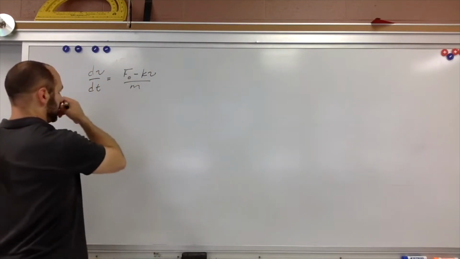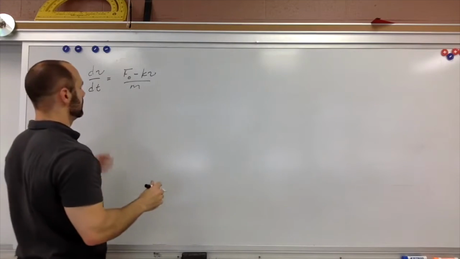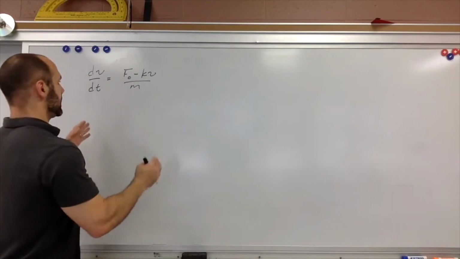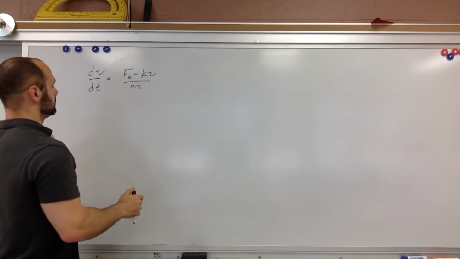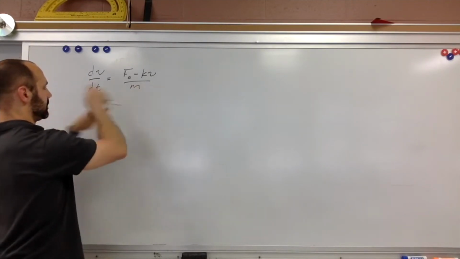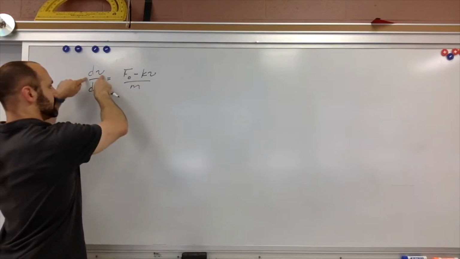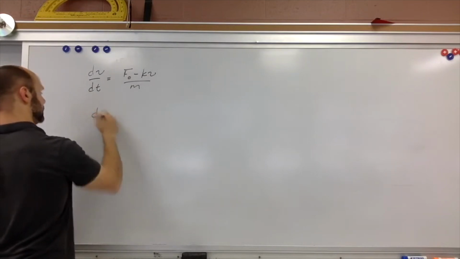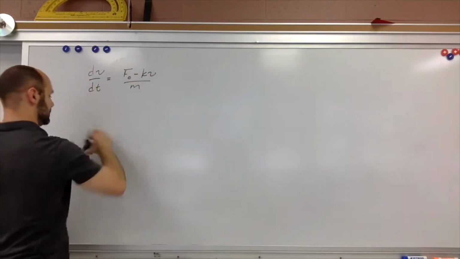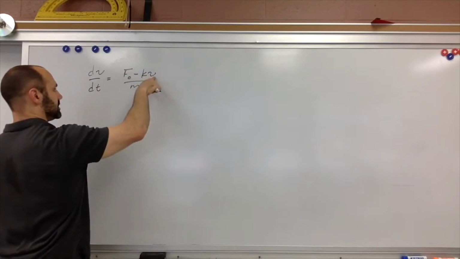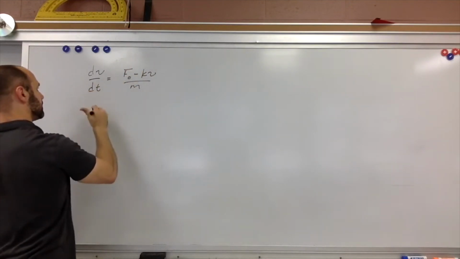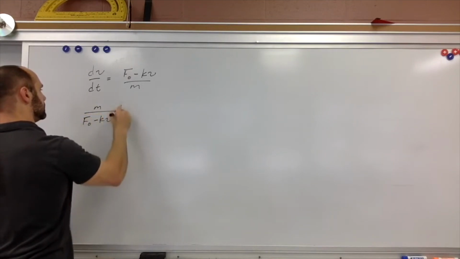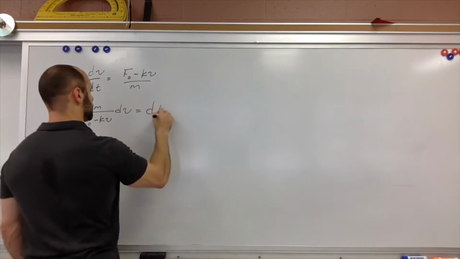Okay, and so now, how am I going to get a function for velocity? Here's what we have to do. What we have to do is actually separate these. I'm going to keep v on this side, and I'm going to put t over on this side. Since this thing contains v, I'm going to bring this over, so I divide. So this is going to be m over F naught minus kv dv equals dt.